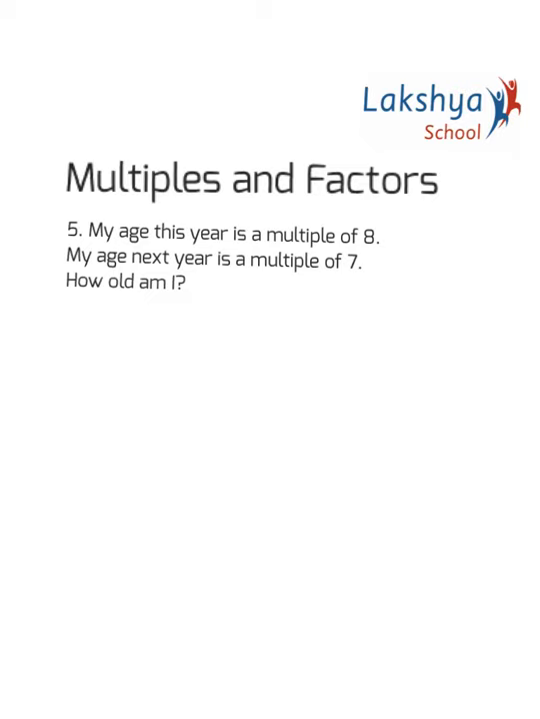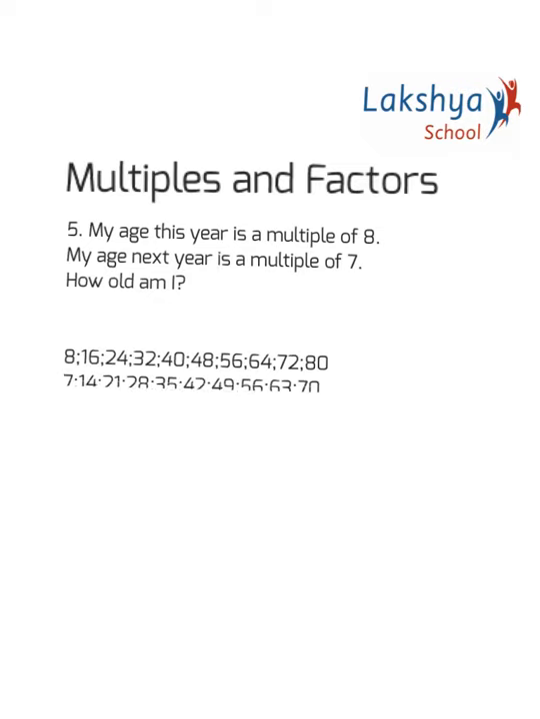How old am I? For this, first let us list down the multiples of 8 and 7. So here are the multiples of 8 and 7. So this year the age is a multiple of 8 and the next year it is a multiple of 7. So check with a difference of 1 over here.